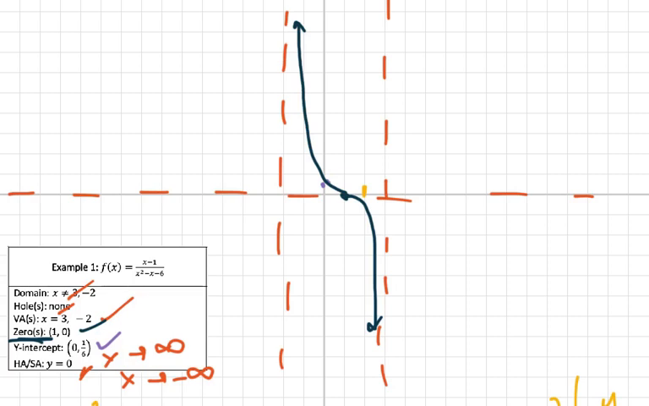Okay, now one of the rules of rationals, and we'll be more specific next year when we do this, but as we step across, because we know x can't be equal to 3, if I plug in values on the other side of 3, typically rational functions, because to the left my graph is going down, now on the right side, it's going to be going up.